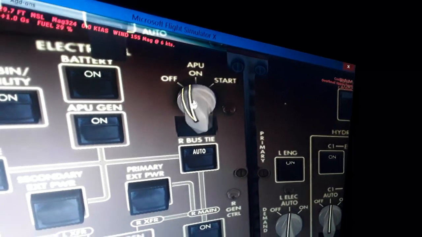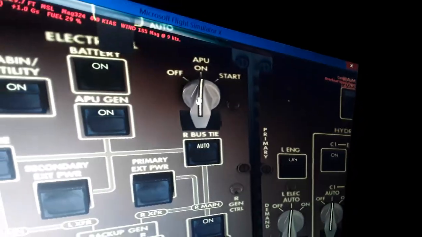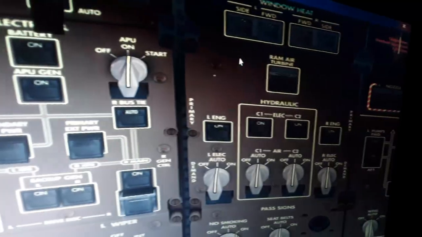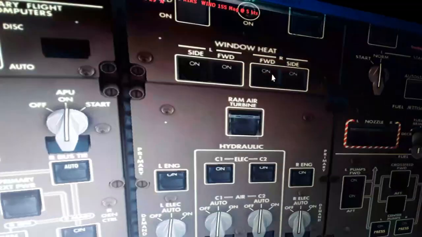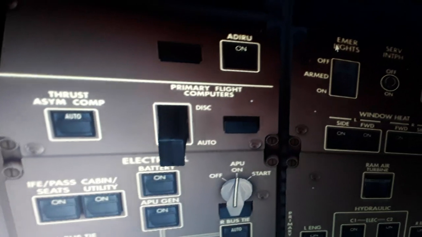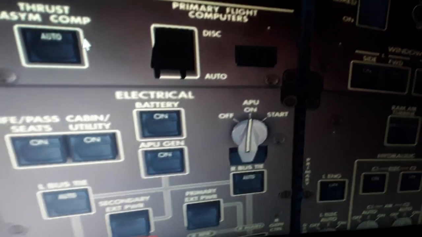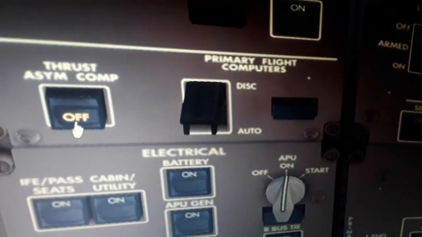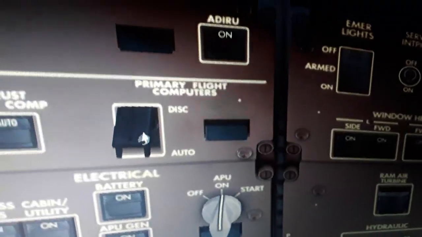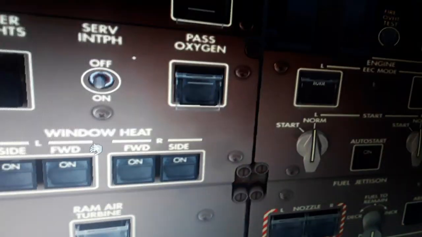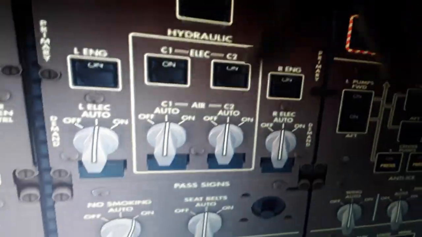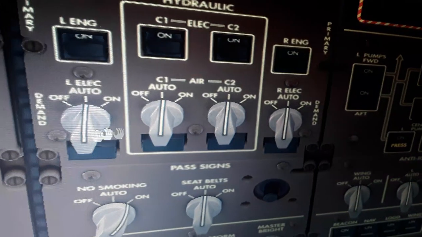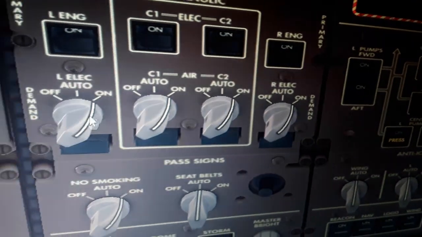We'll start the APU to make a demonstration of starting the engine, so you can connect the external power also. So we'll have here the primary flight control computers, the thrust symmetry compensator. I don't know if you can see here some of the systems, the Adiro. We have the passenger oxygen, the ram air turbine, the hydraulic pumps. I can show you.